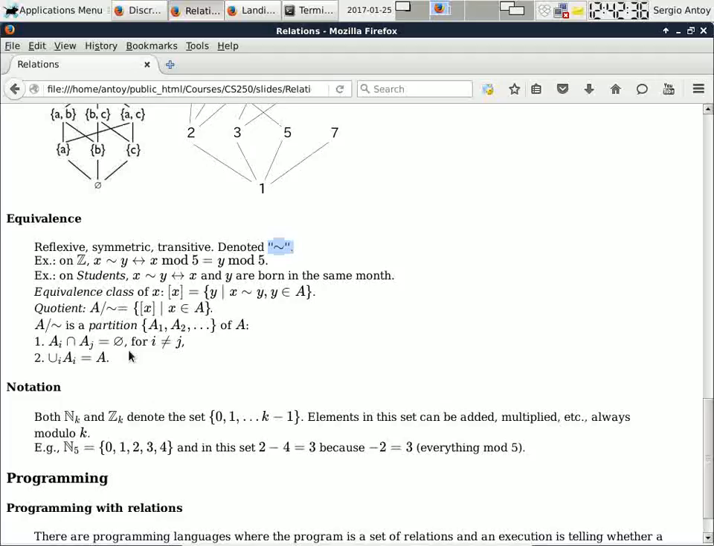Point two is that when you put all these equivalence classes together, you get the original set. You take all the elements that have dark hair, all the elements blonde, and all the elements red hair, and you put them together, you get all the students in this class. If you put together all the students born in January, plus all the students born in February, March, and so on, again, you get all the students that are in the class.